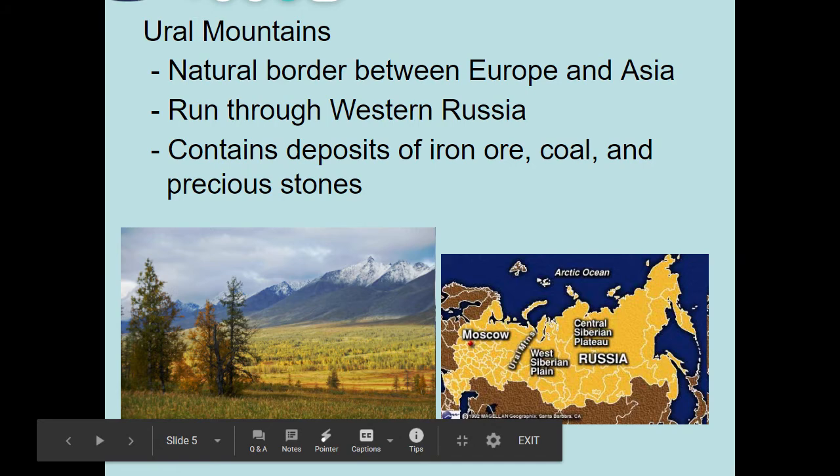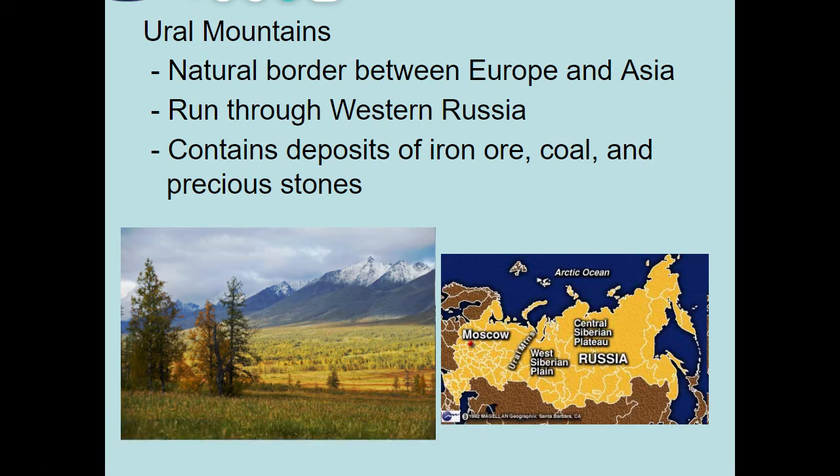Okay, and the Ural Mountains contain rich deposits of iron ore, which they use to make steel, coal, which can be burned to produce electricity, and precious stones like gold, silver, rubies, diamonds, etc.